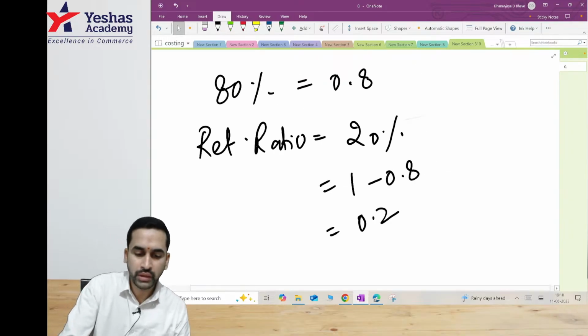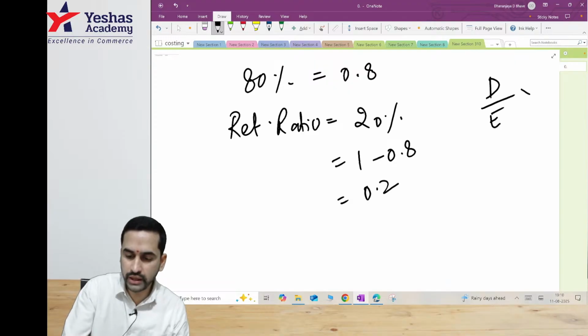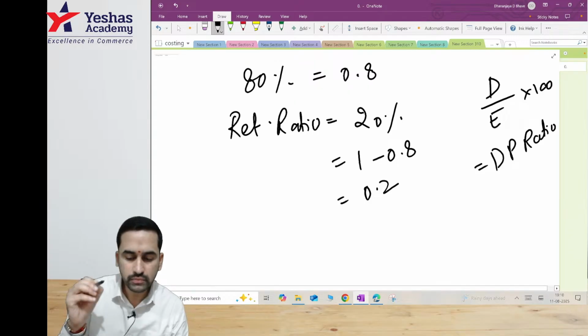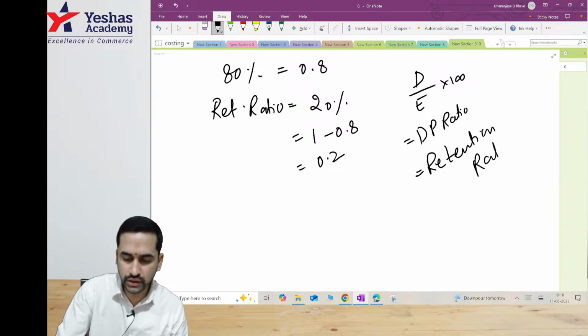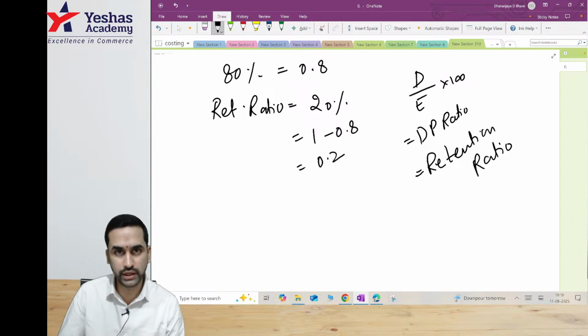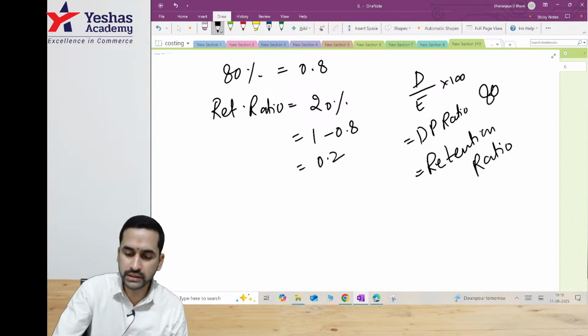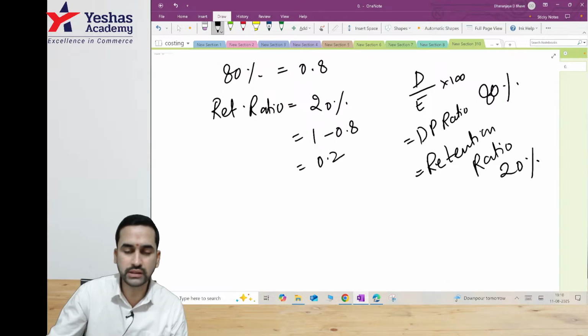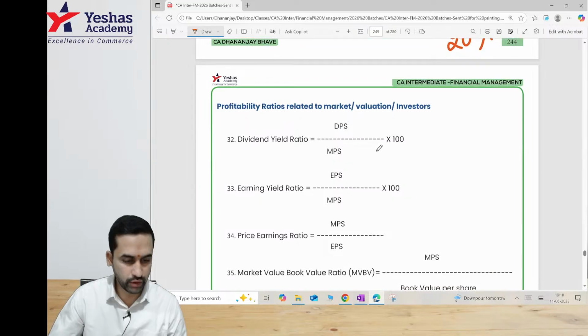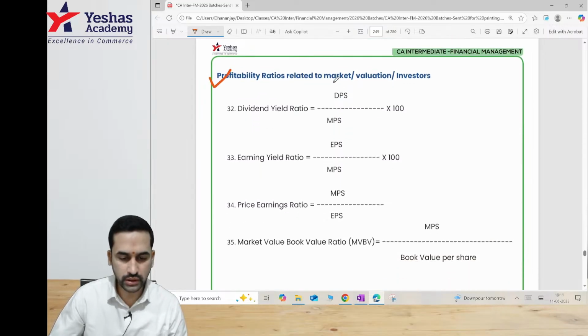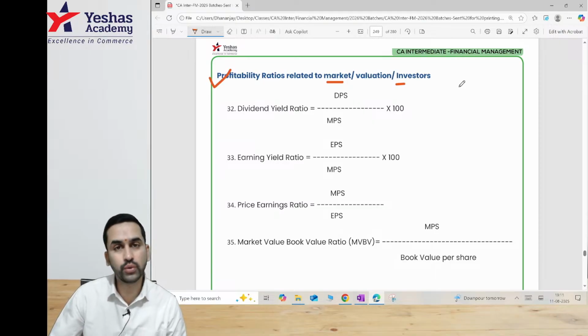Okay, simple. DPS by EPS into 100. This will give you the dividend payout ratio. And what is not paid as dividend is kept as reserve, and that is called retention ratio. Not reserve ratio, retention ratio. If 80% is paid, then 20% is kept as reserve. Simple. Okay, moving forward. Profitability ratios related to the market, stock market, valuation, and related to investors.